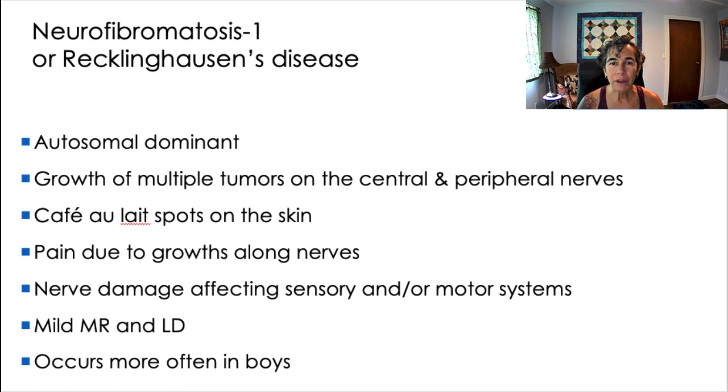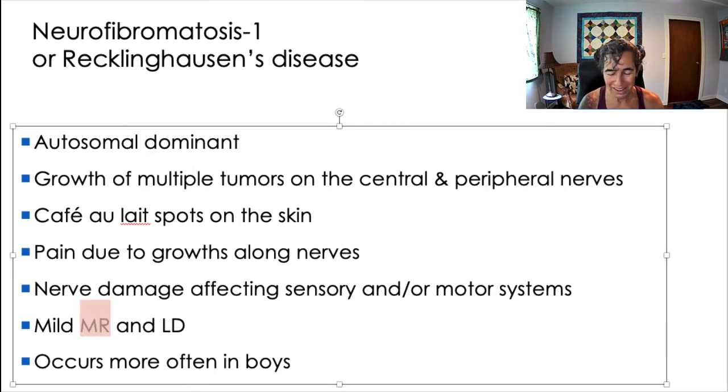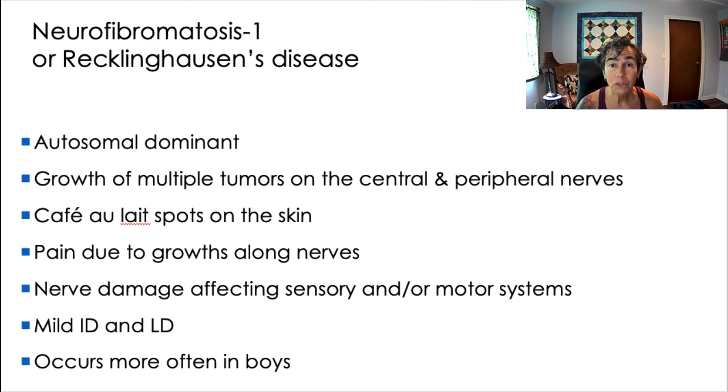Next up is Neurofibromatosis 1, also known as Recklinghausen's disease. So this is an autosomal dominant disorder. There's a growth of multiple tumors on the central and peripheral nerves. There's cafe au lait spots on the skin, so a very light brown spot. There's pain due to these growths along the nerves, and it results in nerve damage that affects sensory and motor systems. There's mild intellectual disability and learning disabilities, and this disorder occurs more often in boys than in girls.